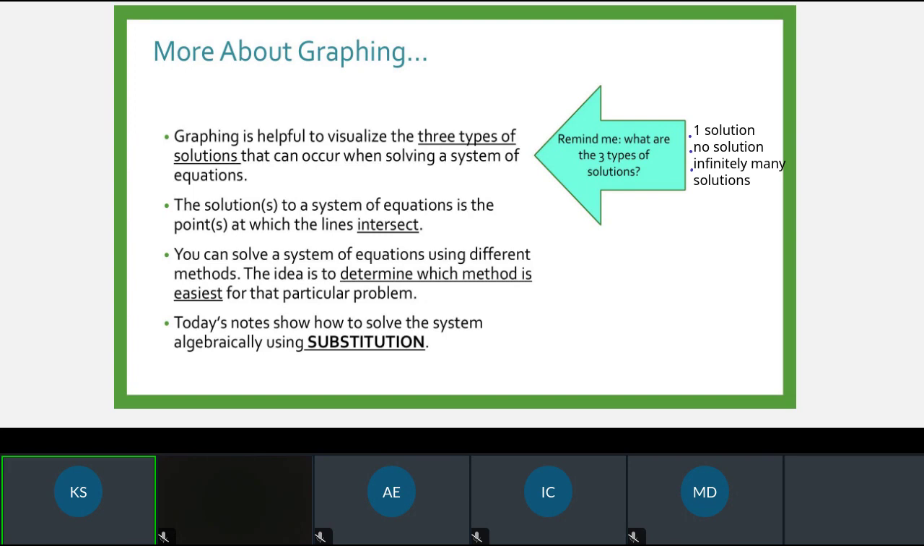When we graph it, we can see that the lines either cross one time, that they're parallel, or that they're the same line. The solution to a system of equations is the point where the lines intersect. We write our solutions as an x, y ordered pair, like this.